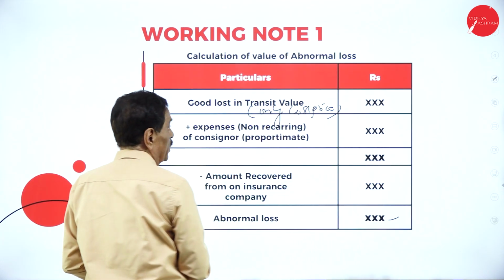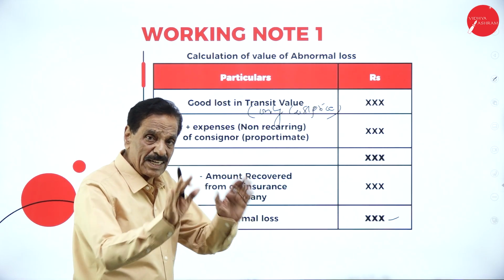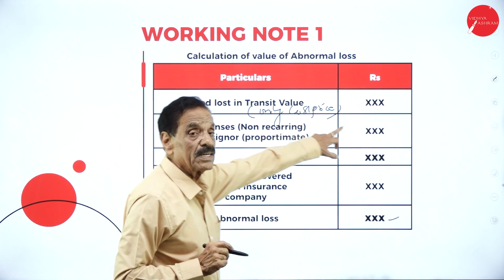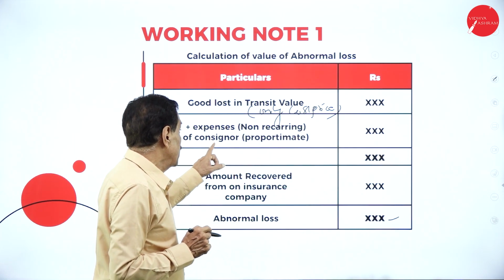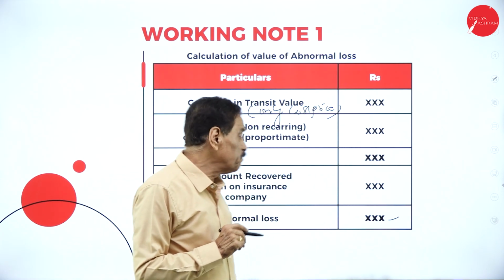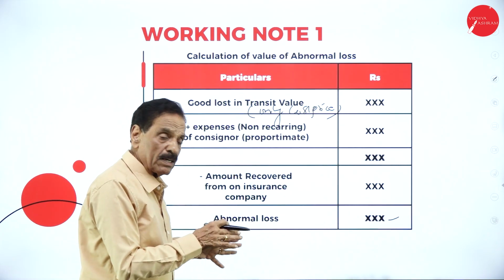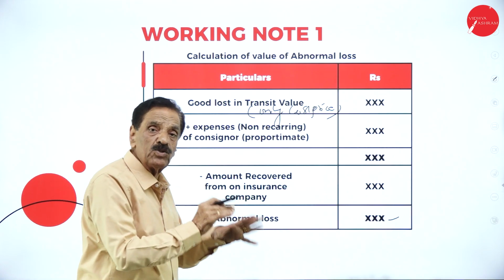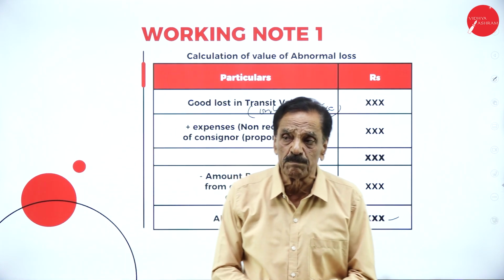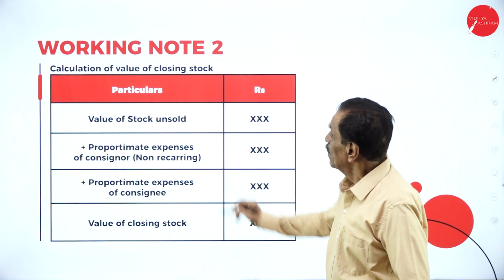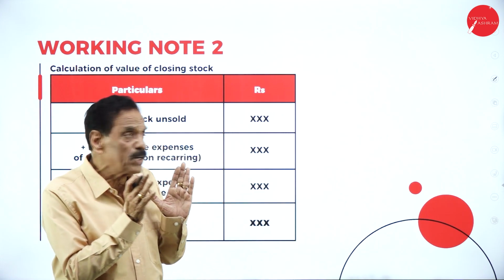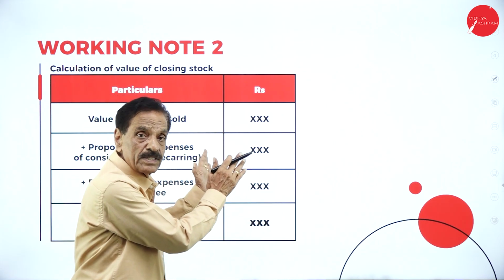Here, the calculation value of abnormal loss. How to calculate the abnormal loss? For goods lost, take only the cost paid, add the non-recurring expense of the consignor. Then whatever the amount recovered from the insurance should be deducted. Whatever the difference comes, that is called the abnormal loss. Then the valuation of closing stock: the articles not yet sold should be taken into consideration.